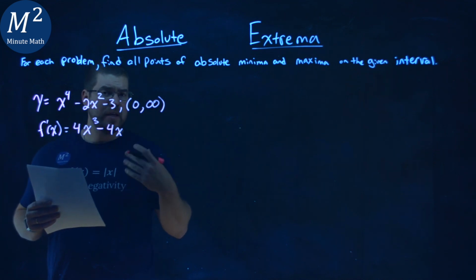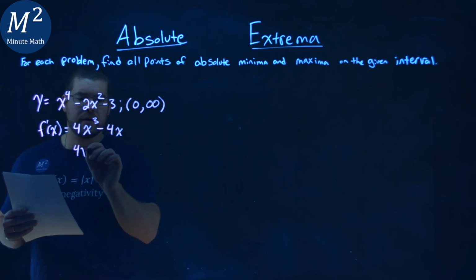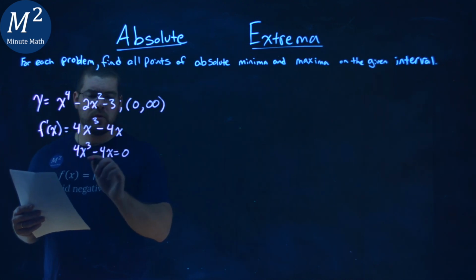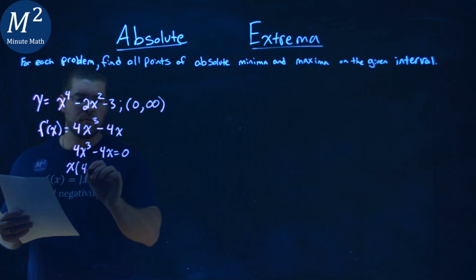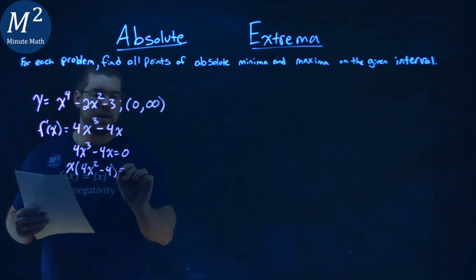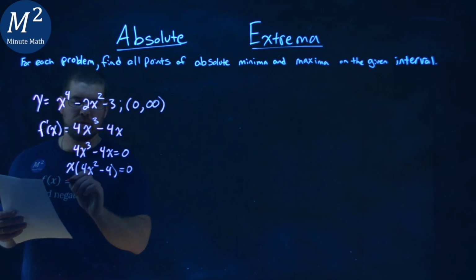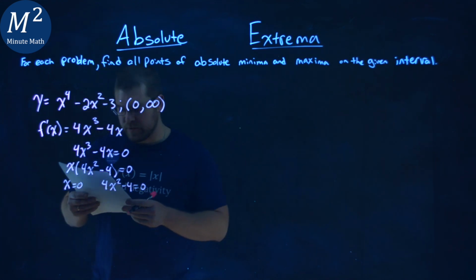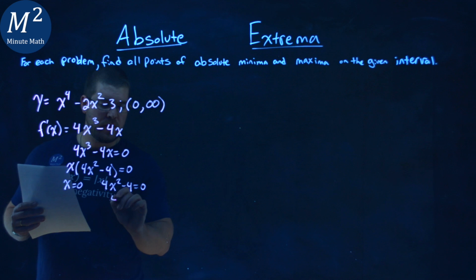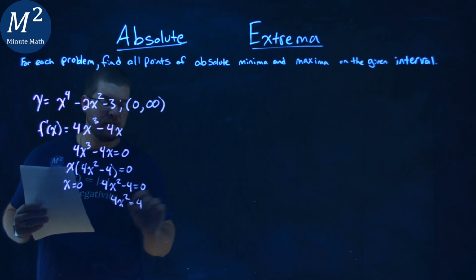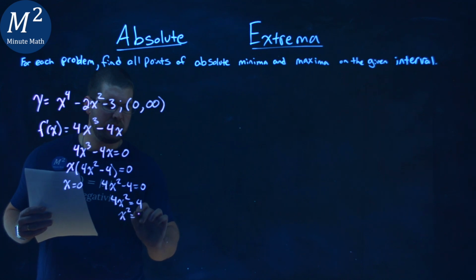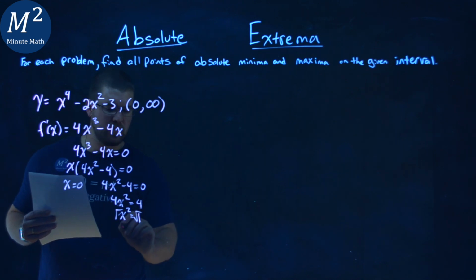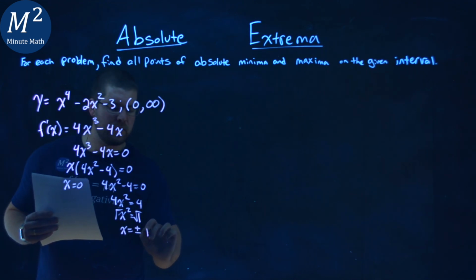Now, I want to set my derivative equal to 0 to find the critical values. So 4x to the 3rd minus 4x equals 0. And now we're solving. Let's pull out an x here, and we have x times 4x squared minus 4 equals 0. Set both parts equal to 0. x equals 0. And 4x squared minus 4 is now equal to 0. Solving here, I add a 4 to both sides. 4x squared equals a 4. Divide both sides by 4, and x squared equals a positive 1. Square root both sides, and we get plus or minus the square root of 1, which is just 1, so x equals plus or minus 1.